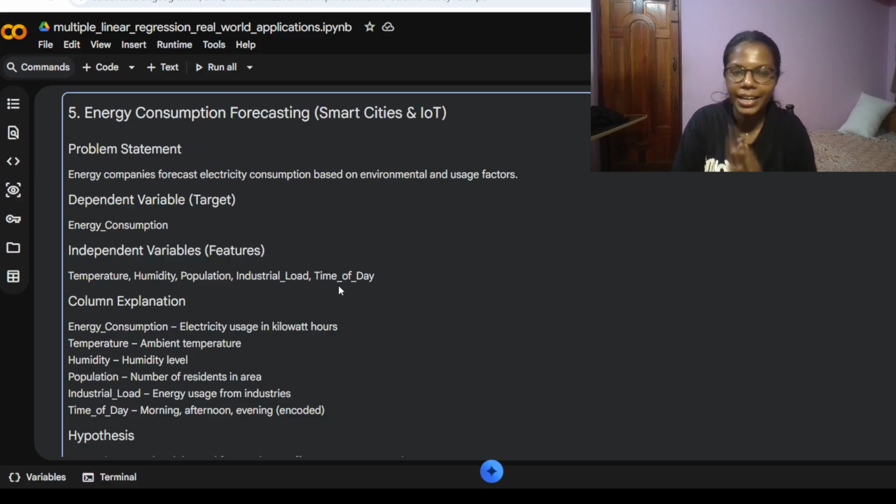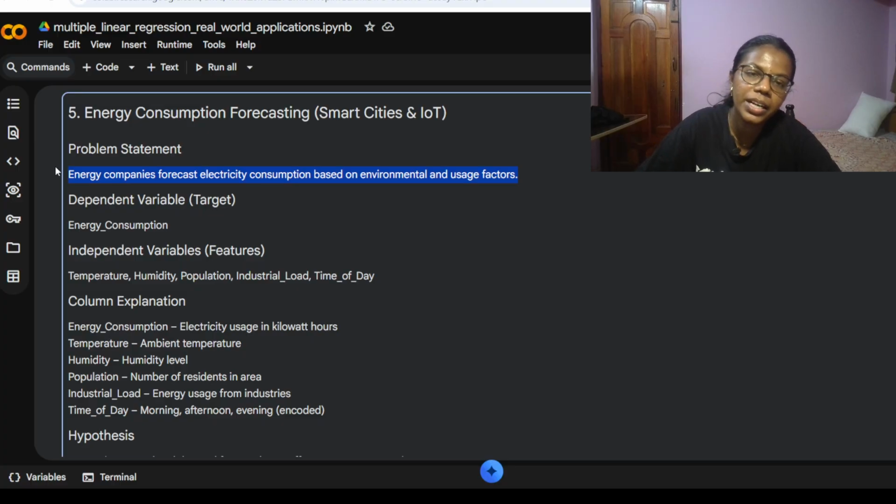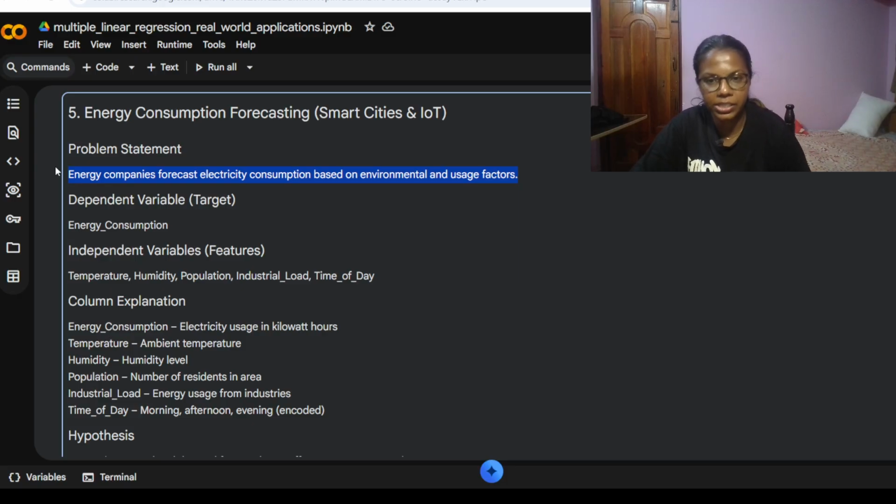Now, the final case study that we are going to see for multiple linear regression is energy consumption forecasting, specifically in smart cities and IoT. First, try to understand the problem statement. Energy companies forecast electricity consumption based on environmental and usage factors. So, when a particular energy company is giving electricity to a particular city or a village, if they need to forecast or predict the electricity consumption just based on environmental factors like humidity and temperature, and usage factors, how much they are using and consuming, for that I can use multiple linear regression.